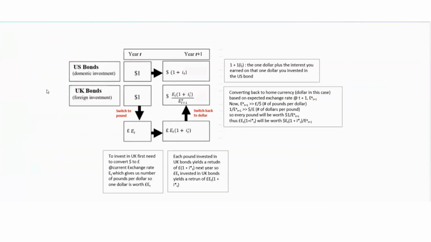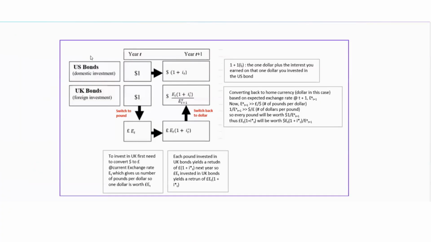So let's look at a one-year investment from the US investor's perspective. One option is to invest in one-year US bonds, which, like we said, for a US investor is a domestic investment. If he invests $1 in a US bond, then next year he's going to get the dollar back plus the interest he earns on the dollar, which is i_t times 1, because remember, i_t is the US nominal interest rate. So if you invest $1 in a US bond, you're going to get 1 plus i_t dollars back, because this is the $1 you get back plus the interest on the dollar.